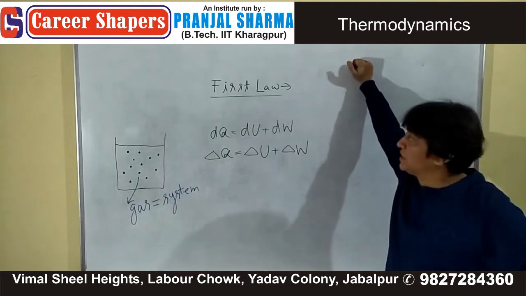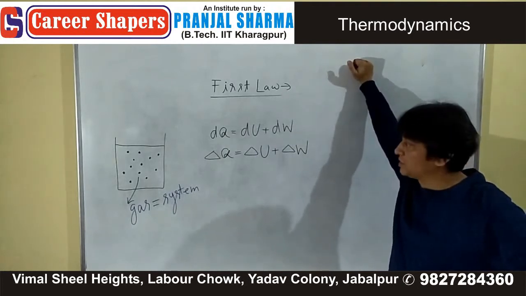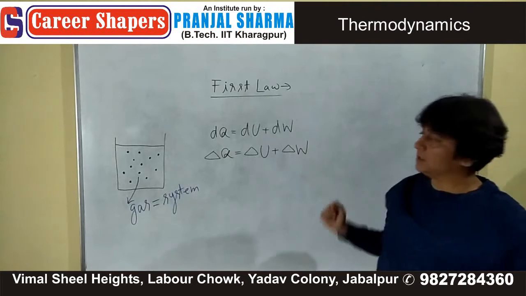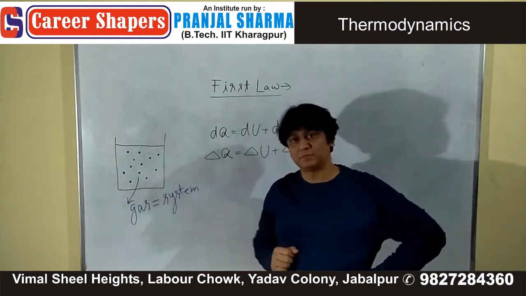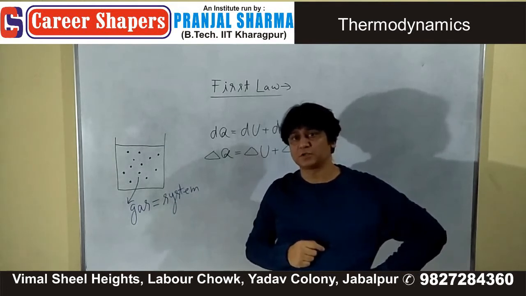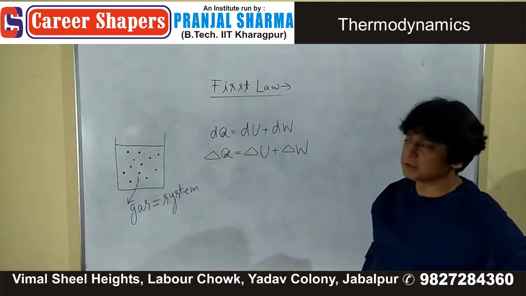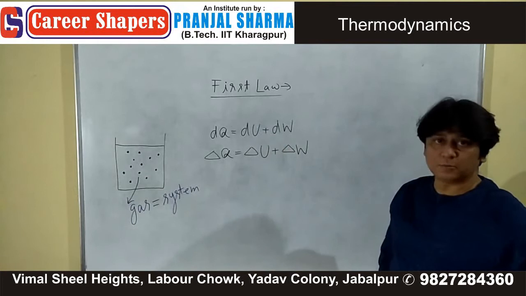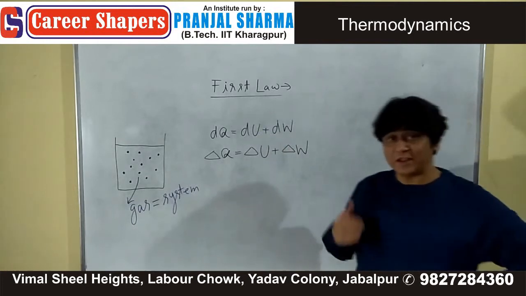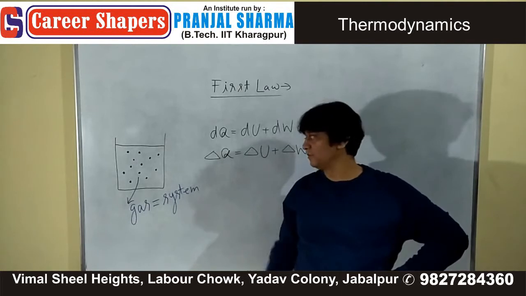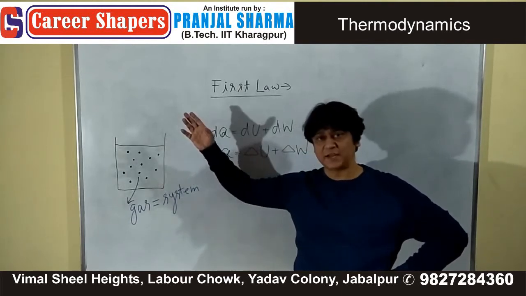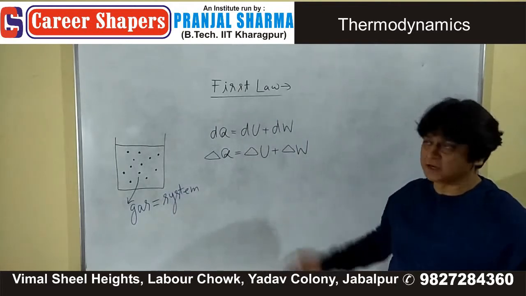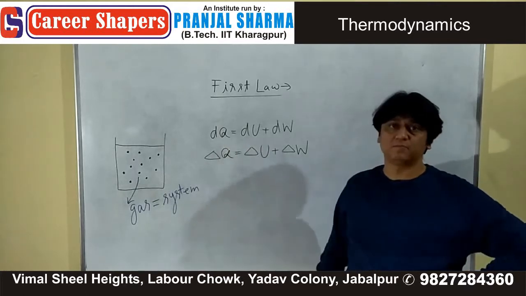Now, let's complete the sentence. dq is heat supplied to the system. If heat is received by the system, then dq is taken positive. If heat is received by the system, then dq is taken positive. And if system rejects the heat, if heat is coming out, then dq is taken negative.